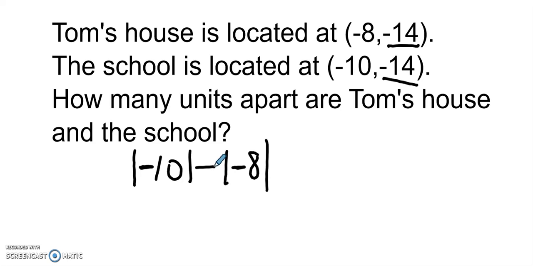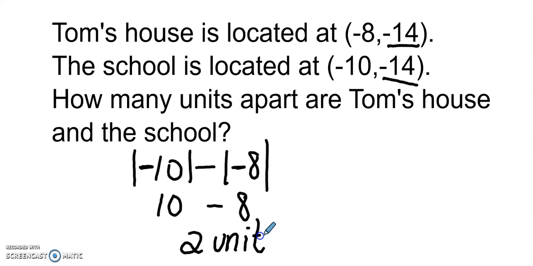Order of operations tells me do absolute value first, -10. The absolute value of -10 is +10. The absolute value of -8 is 8. If I subtract the 2, I know that these 2 locations are 2 units apart from each other.